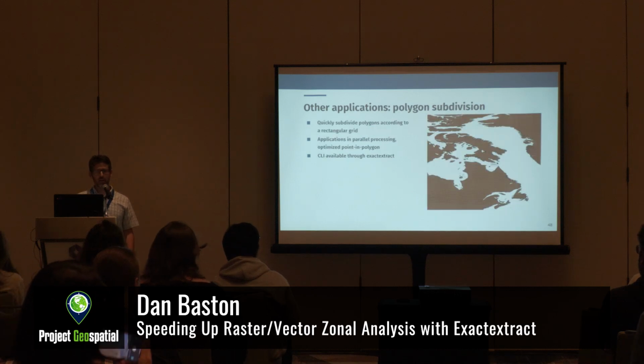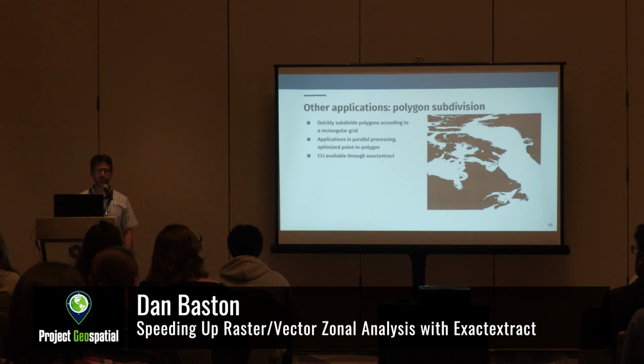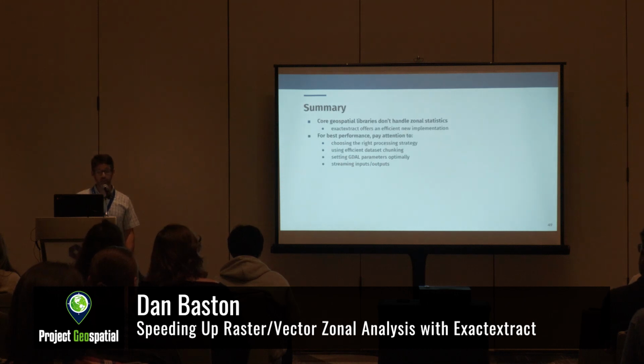One last application out there is being able to take a polygon and subdivide it in a topologically preserving way according to some rectangular grid. I've used this to come up with an optimized point-in-polygon algorithm. I think there's probably other applications in chunking up data to do parallel processing. I'm not sure, but it's available from a command line interface that's bundled with exactextract. So that's what I got.